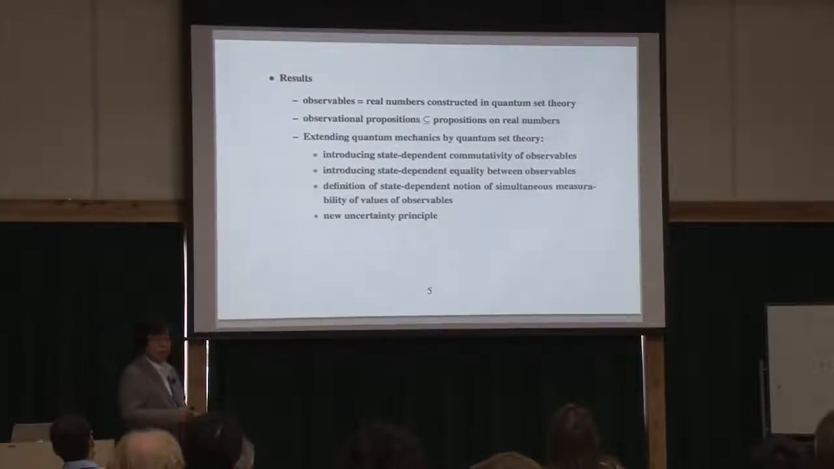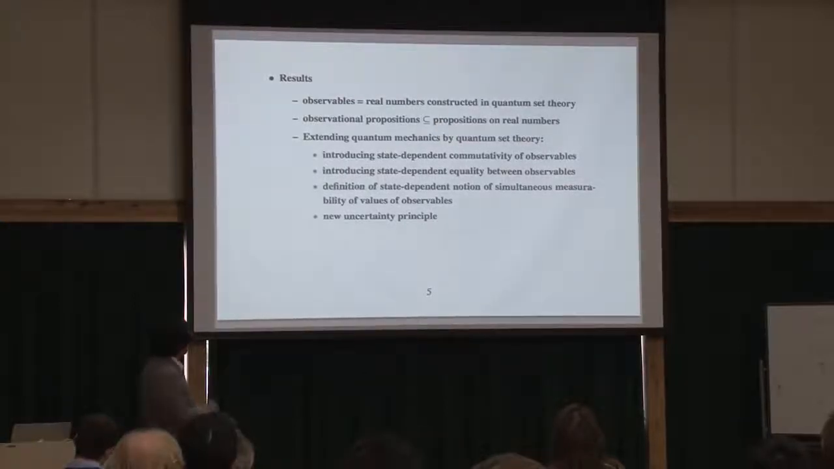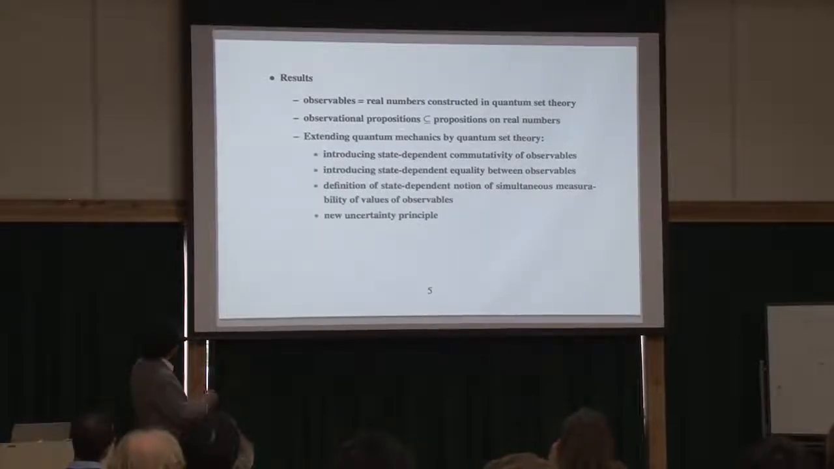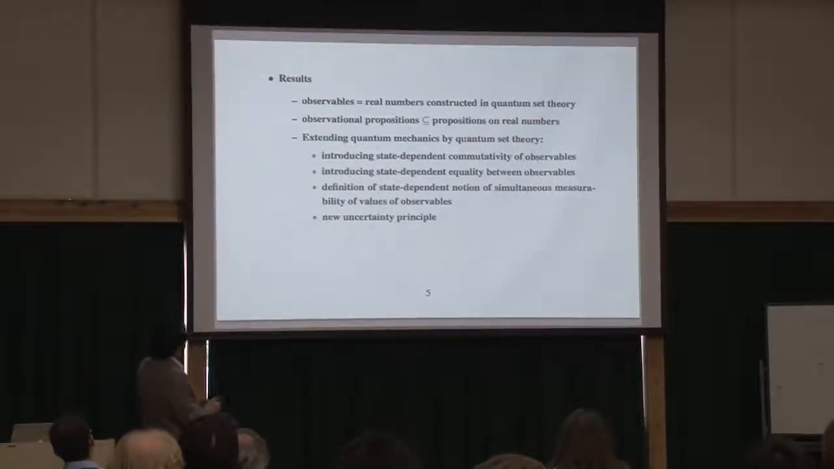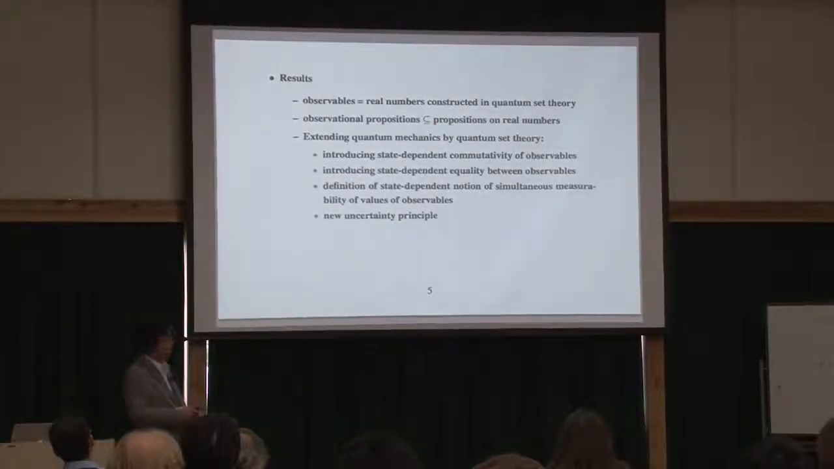So in quantum theory we treat observational propositions, which talk about some value of observables and correspond to some projections, and then in a given state, this gives you the probability of the observational proposition, which can be extended very generally to a proposition on real numbers in this quantum theory. This generalization of the association of the observational proposition to the projection or probability has such a rich application to quantum mechanics, which extends quantum mechanics by this quantum theory, which introduces state-dependent commutativity of observables.